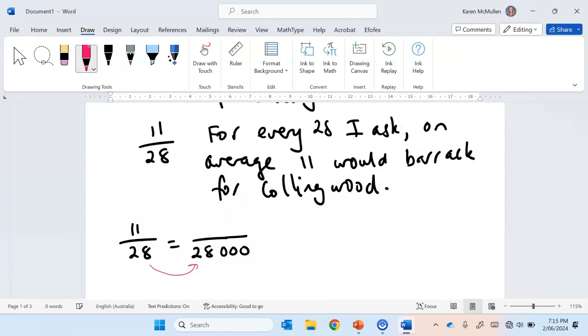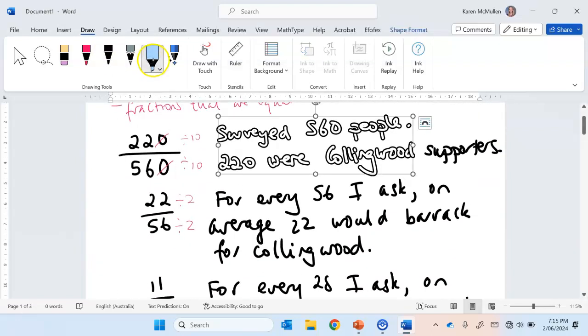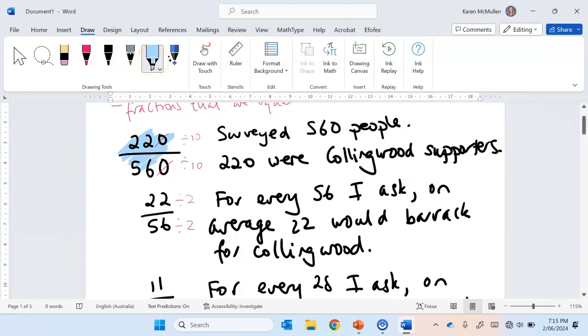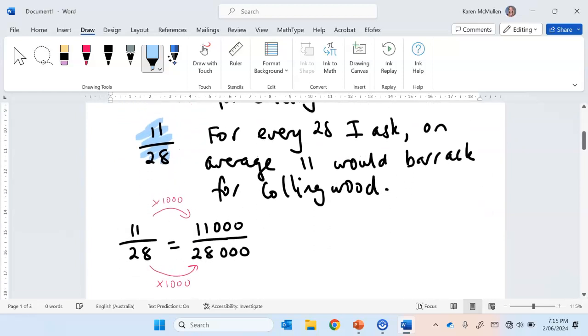So what did I do to get to 28,000? I could multiply by 1,000. So whatever I do to the top, I do to the bottom. So that gives me 11,000 on top. So there's still equivalent fractions. All these fractions I've drawn here are all the same fraction. They just look different. So 220 over 560 is the same as 22 over 56, is the same as 11 over 28, is the same as 11,000 over 28,000.